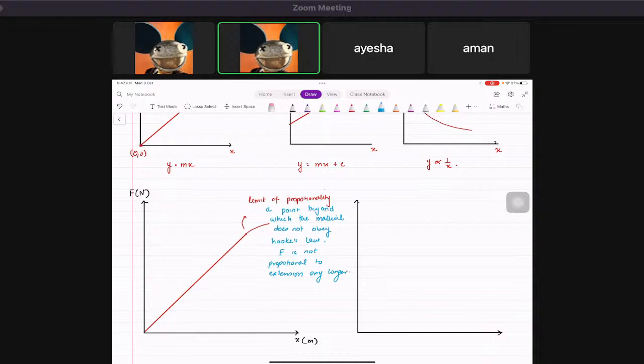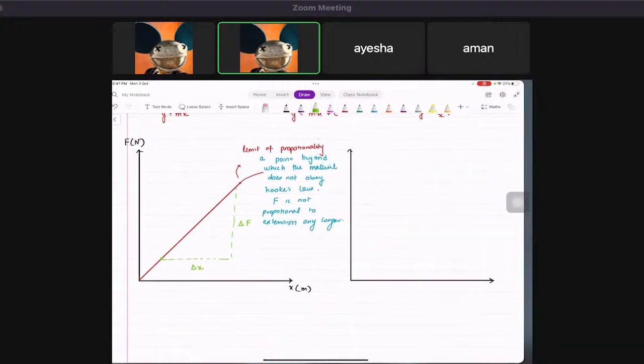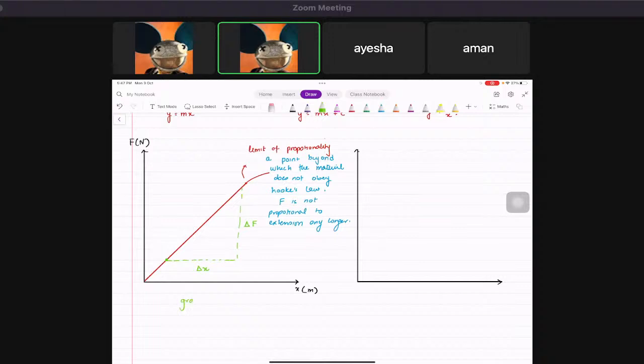Now one thing I would like to tell you that is very important, which is that if you try to find the gradient of this line, it is going to give you change in F over change in x, so the gradient of the straight line will give you k. Because it starts from the origin anyway, you can always just take one point, it doesn't really matter, the other point will always be 0 and 0. So that's a trick.